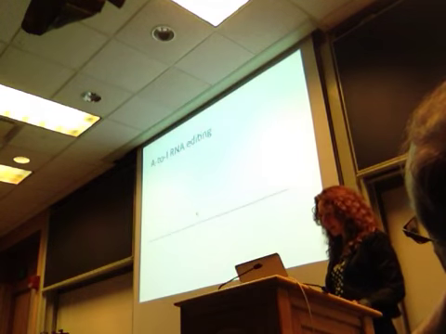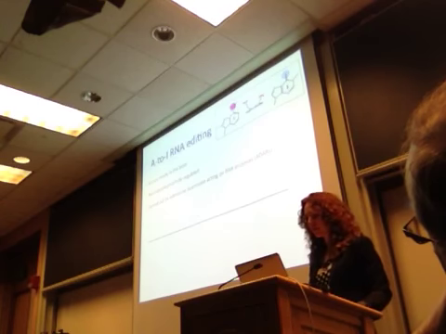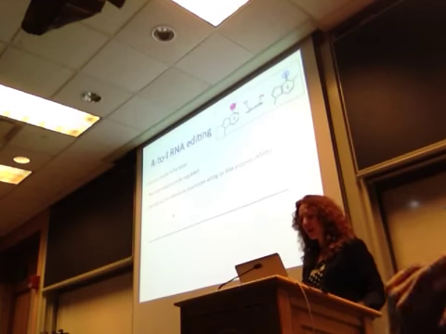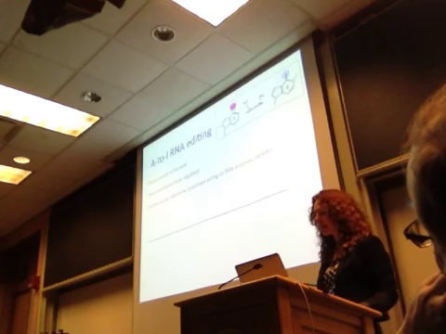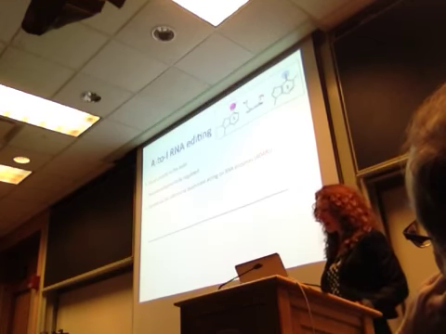What is A2I RNA editing? It's a site-specific deamination of adenosine to inosine. It occurs mostly in the brain, it's neurodevelopmentally regulated, and it's carried out by enzymes that are called adenosine deaminase acting on RNA, or ADARs.